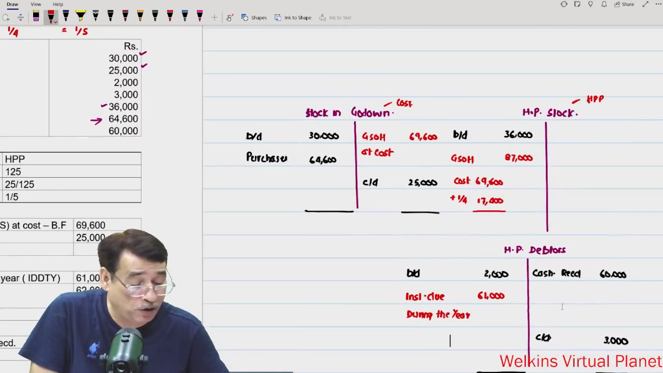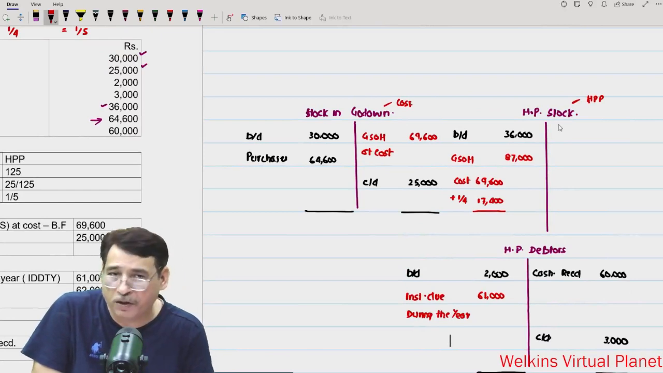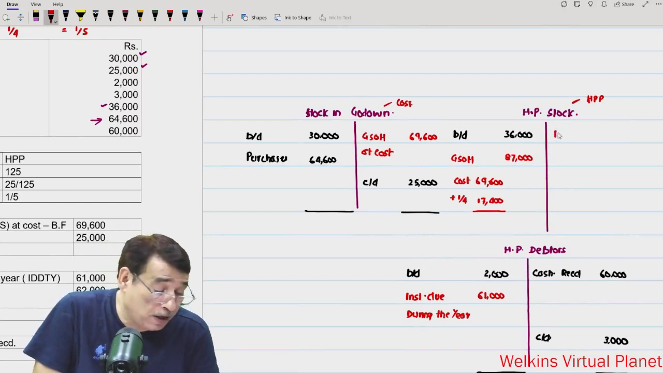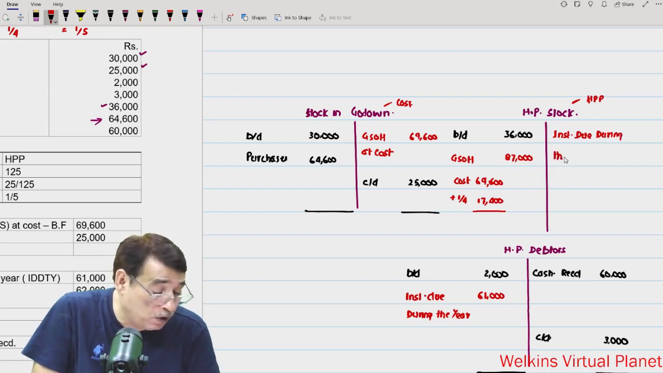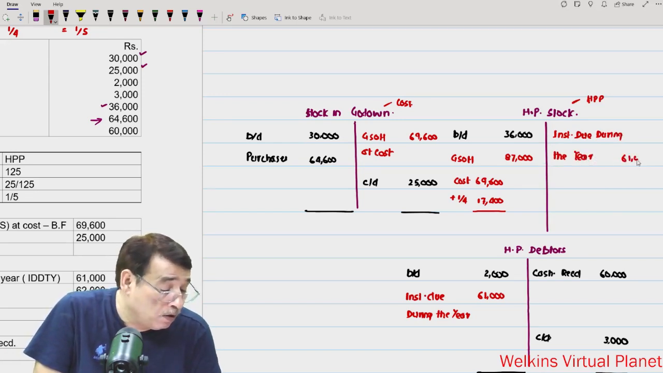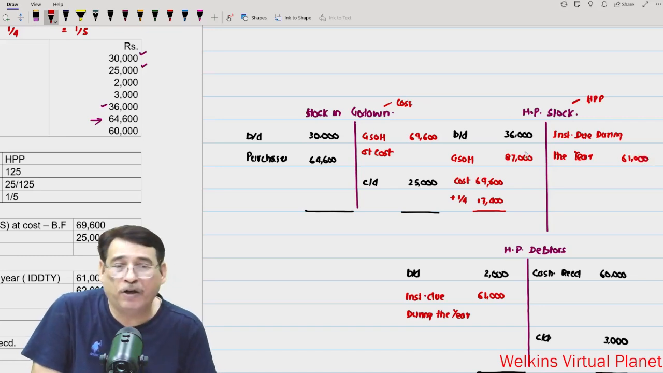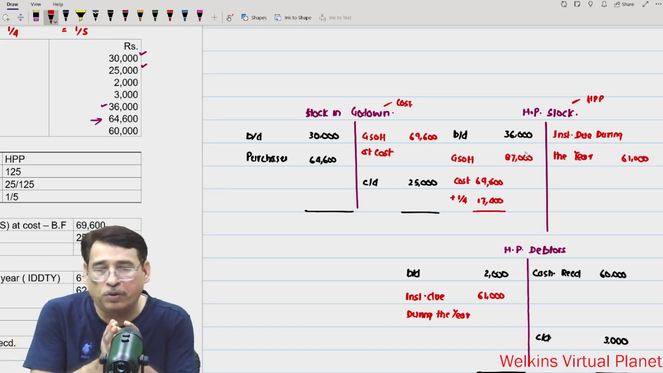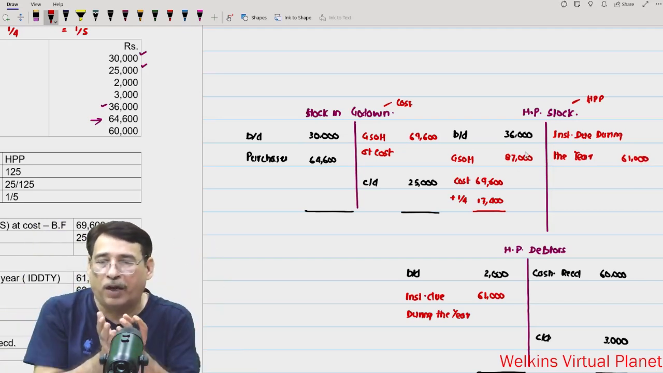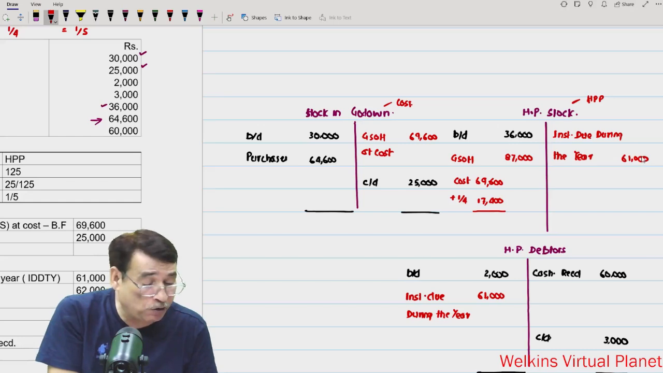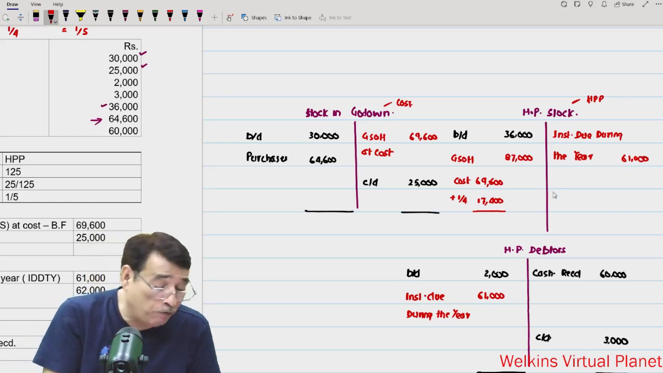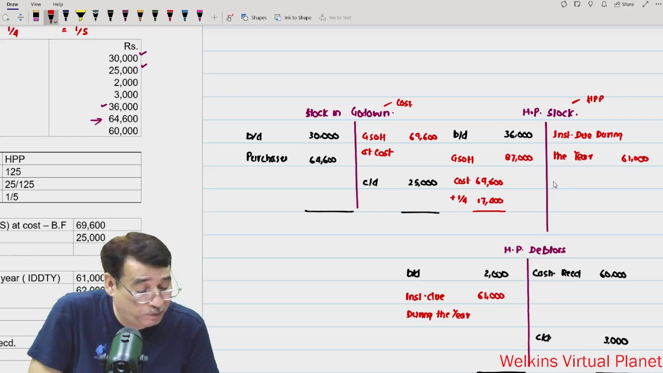Now, installment due during the year will be put to the credit side of hire purchase stock account. So I'm going to write here installment due during the year. Now, installment due during the year, it's a pretty long word. That is 61,000. We know that debit side of hire purchase stock account simply shows the total installment amount. Out of that, due during the year is 61. That is why we get the closing balance from this particular account.